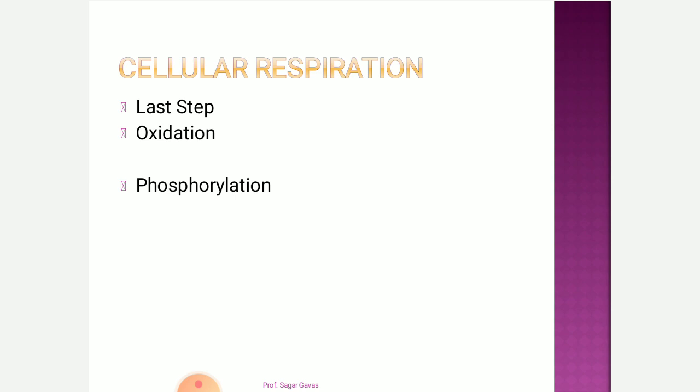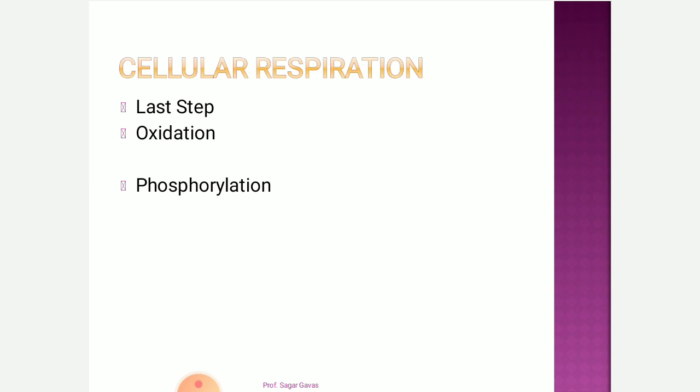ATP is formed by a process called phosphorylation. Now what is phosphorylation? It is the addition of a phosphate group. So ADP plus inorganic phosphate plus 7.3 kilocalorie is required to form ATP. If you want to break ATP, you will generate around 7.3 kilocalorie. So cellular respiration involves oxidation as well as phosphorylation.